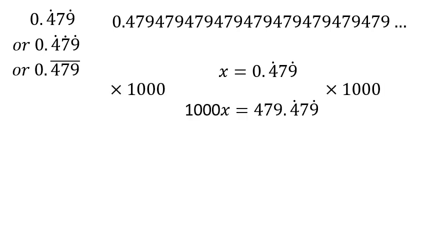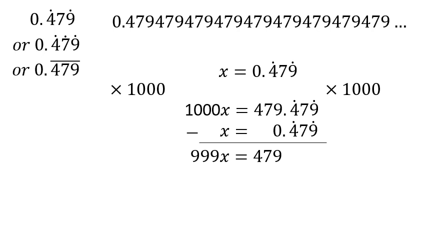So if we let x equals 0.479, where the 4, 7 and 9 are all repeating, then in order to get another number with the same decimals, we need to multiply x by 1,000, getting 1000x. Subtracting x from 1000x, we get 999x equals 479. And using algebra, by dividing both sides by 999, we get x equals 479 over 999.